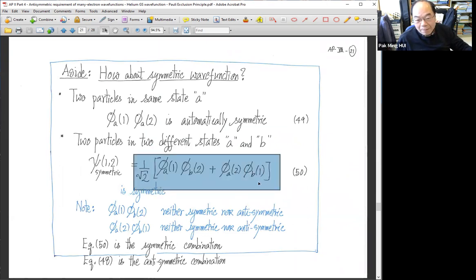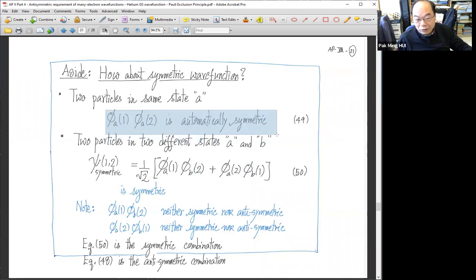All right, if A and B are of different states, you switch 1 and 2, first term becomes second, second term becomes first. This is symmetric. If A and B are the same state, this is automatically symmetric. You don't need to do anything more, right? Okay, so this is the way to construct symmetric n-particle wave functions. This is important for bosons.